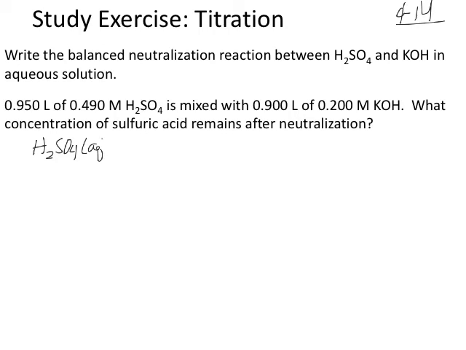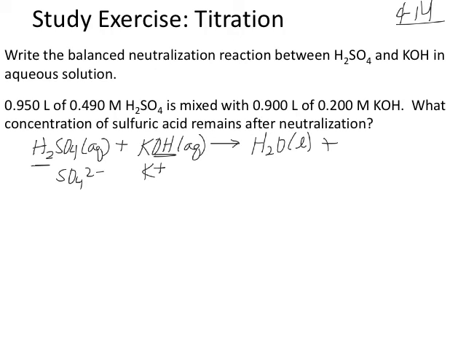H2SO4 aqueous plus potassium hydroxide aqueous, and this is going to go to what all neutralization reactions with a strong acid and strong base make: water, which is a liquid, it doesn't break up, and then we have a salt. So basically the salt came from the K+, the OH here made the water, and this H2 from the acid made the water. So the hydrogen proton from the acid made the water, and the OH minus from the base made the water. So the salt's going to come from this sulfate and the potassium.